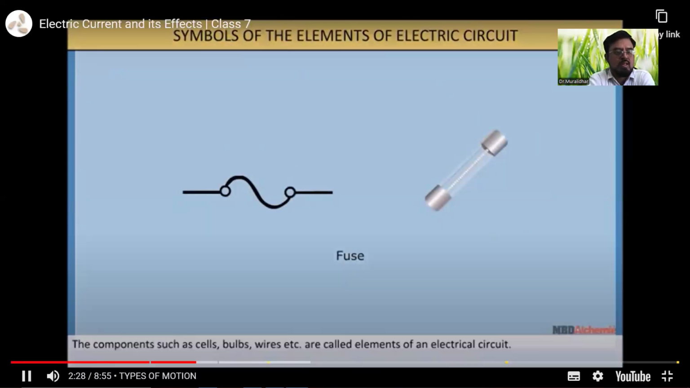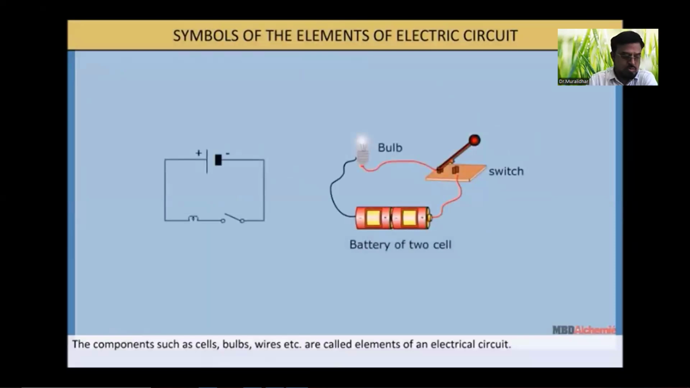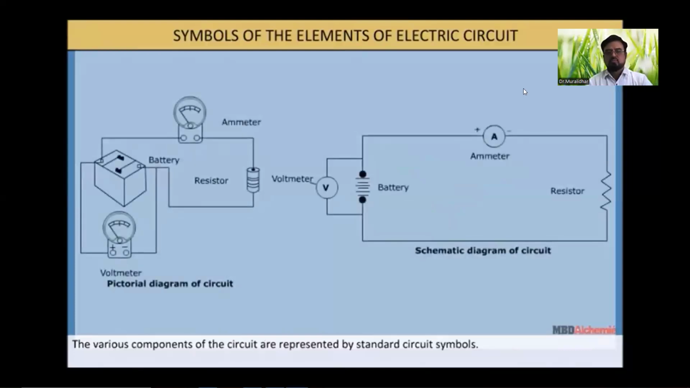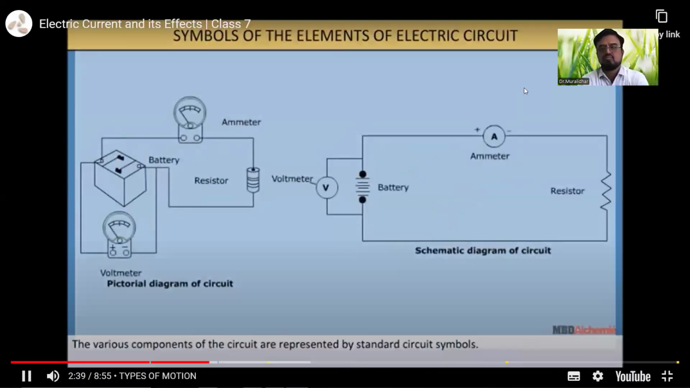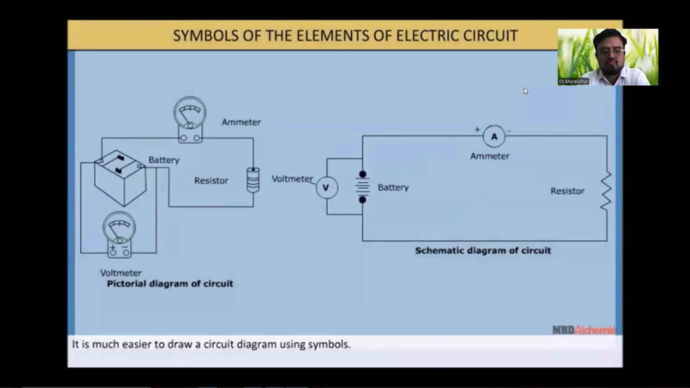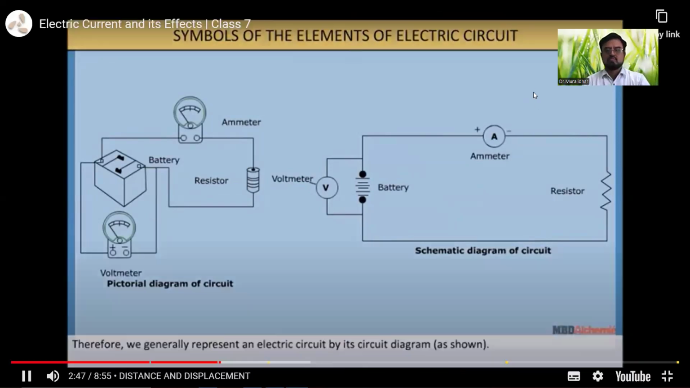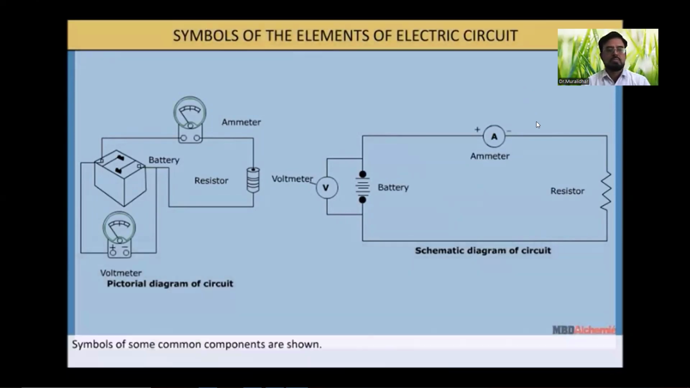The components such as cells, bulbs, wires, etc. are called elements of an electrical circuit. The various components of the circuit are represented by standard circuit symbols. It is much easier to draw a circuit diagram using symbols. Therefore, we generally represent an electric circuit by its circuit diagram, as shown. Symbols of some common components are shown.